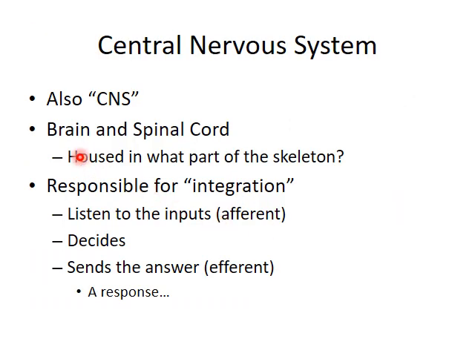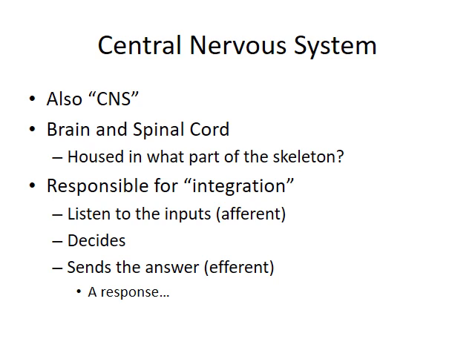So central nervous system, brain, and spinal cord, all housed in what part of the skeleton? So you should be thinking axial skeleton, as we discussed before. This is responsible for integration, the central nervous system. It listens to all the inputs, which are called afferent, decides what to do, and then sends an answer in some way, shape, or form, and that's called an efferent signal, so some sort of response.